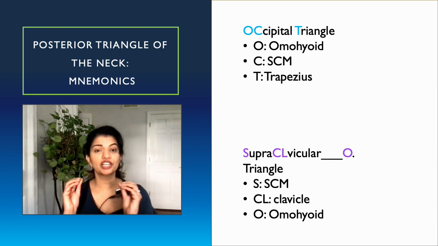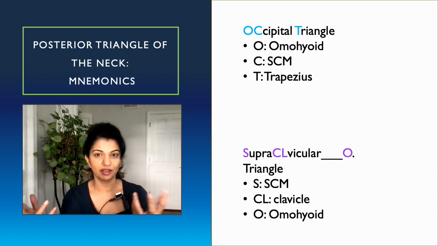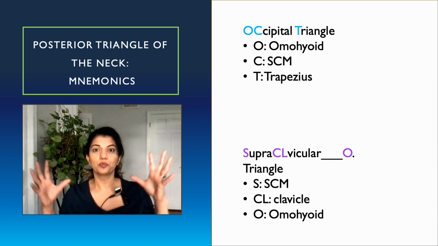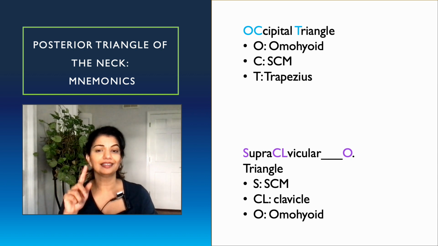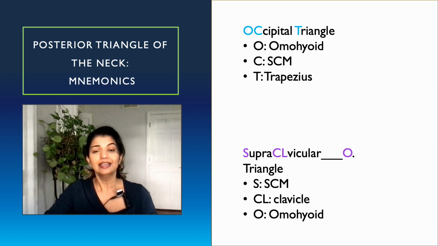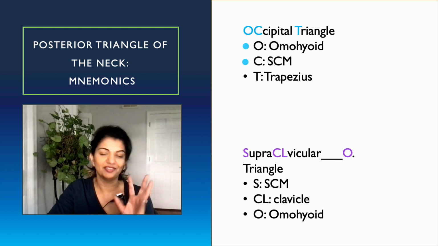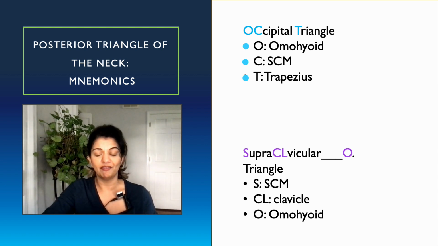Lastly, I just wanted to share a mnemonic with you that might help you remember the general borders of the occipital and supraclavicular triangles that are within the posterior triangle of the neck. So for the occipital triangle, if you want to just highlight the O, C, and T, this should remind you that O is for the omohyoid muscle, C is for the sternocleidomastoid. I know, not perfect, but it works. And then T is for trapezius. So those are the borders of that triangle.